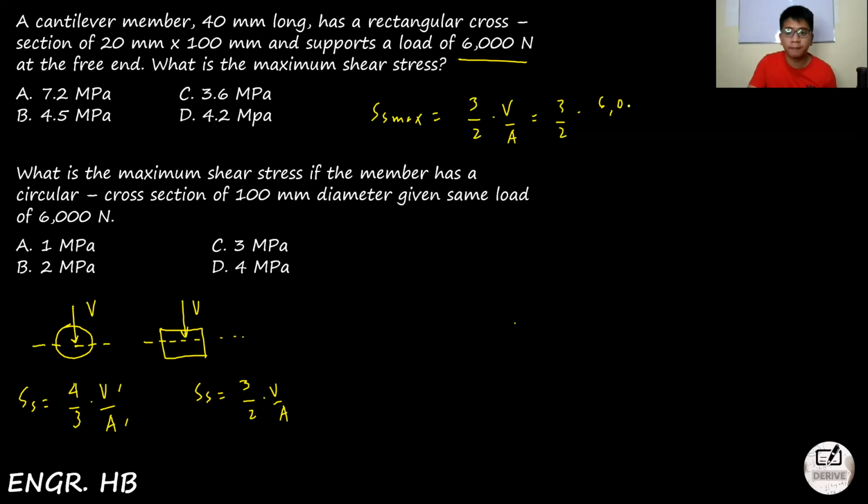Divided by area. So this is a rectangular. So this will become a 20 by 100. So ganun lang kadali, guys. So 6,000 divided by 20 divided by 100 times 3 divided by 2. So our answer is 4.5 megapascal. So meron ba tayong 4.5 dito? Meron. So that was letter B.